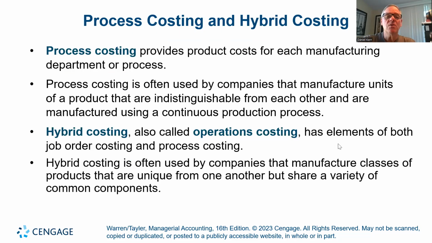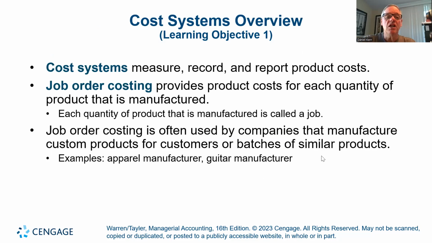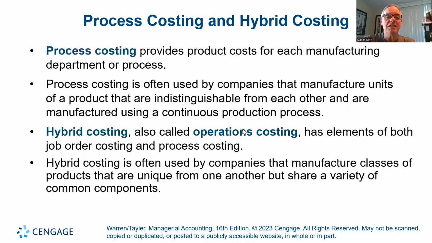So we also have what is called process costing. Here we're going to focus on job order costing, but there's also process costing. Process costing provides product cost for each manufacturing department or process when the process that they use is one where one unit is not distinguishable from another. A good example of this might be refining oil or making soap. You don't know one bar of soap from the other. So these are all classic examples of process costing. And we'll do a separate chapter on process costing.